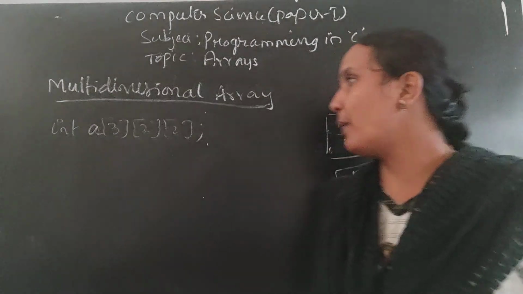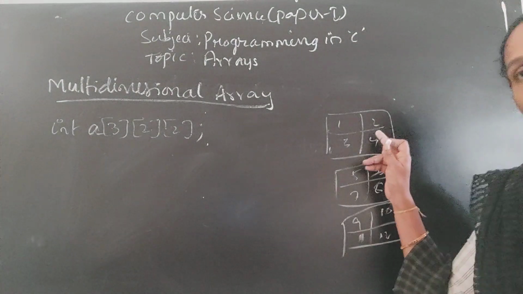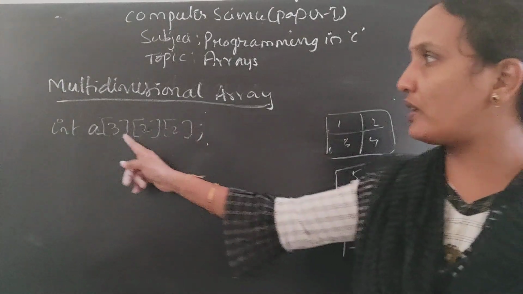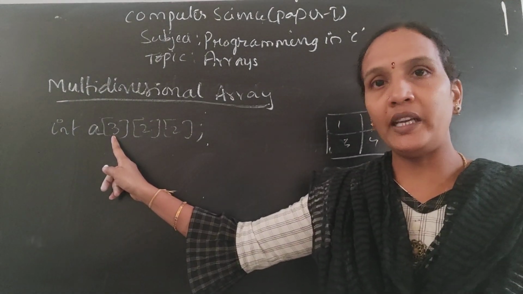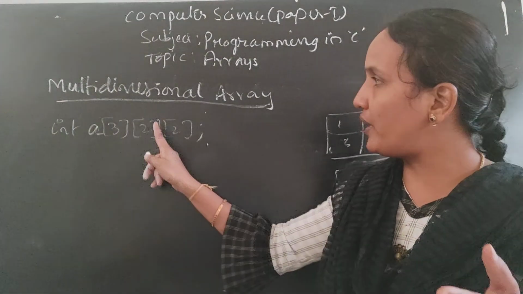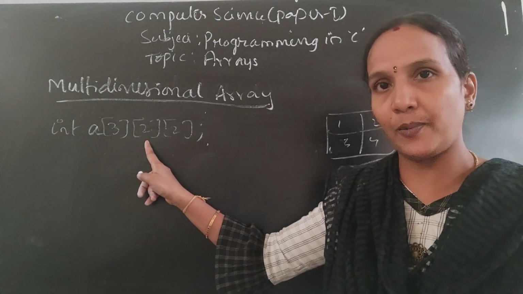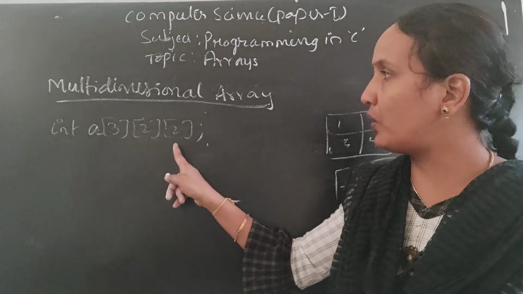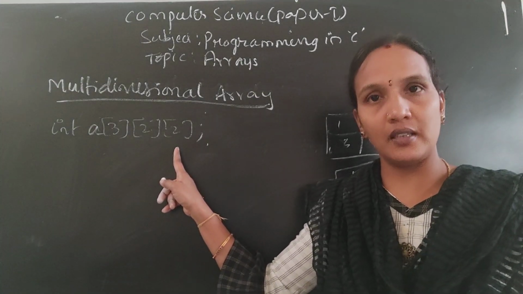So here, using a multi-dimensional array, what information will we give? We want tables. How many tables do you want? That is the first subscript. In each and every table, how many rows do you have? That is the second subscript. And in each and every table, how many columns do you have? That is the third subscript.